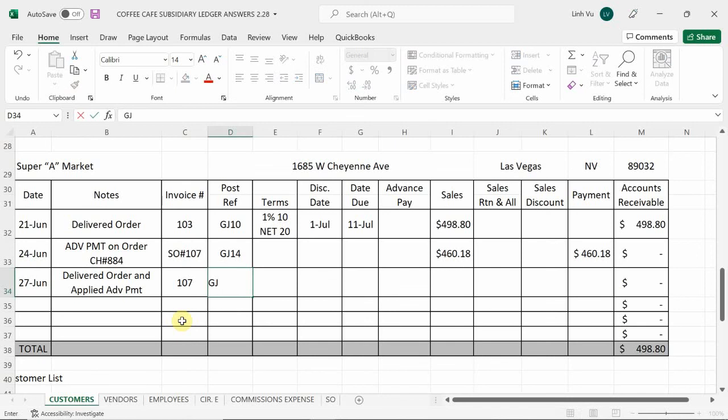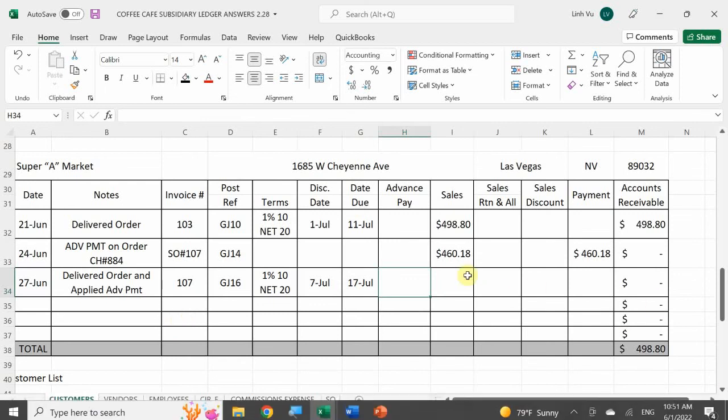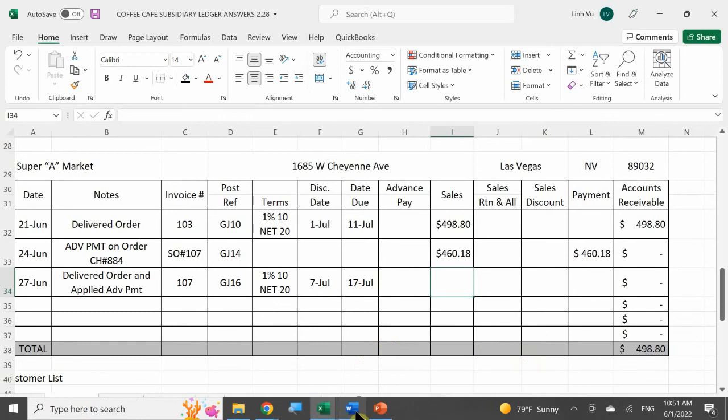General Journal 16 is when it happened. We gave them terms of 1%, 10, net 20. So that means they have till July 7 to pay to receive the discount, or else they are going to have to owe me the rest of the money by July 17. Now in this case, if you guys remember this one, this is where you apply your advance payment. So let's go ahead and take a look at that bill real quick, okay?